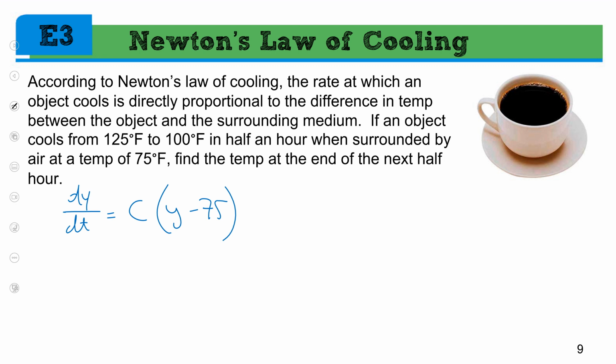The rate at which the object cools, so the temperature, y is the temperature of the object, is directly proportional to the difference in the temperature between the object and the surrounding medium. So if you read further into the problem, we're dealing with a room that's 75 degrees. That's why I put the 75 in there. And we're going to derive this one from scratch because it requires a little bit more work. Okay? But it also requires a little bit different setup because we're doing a law of cooling problem. If the room is 80 degrees, you change the 75 to 80.